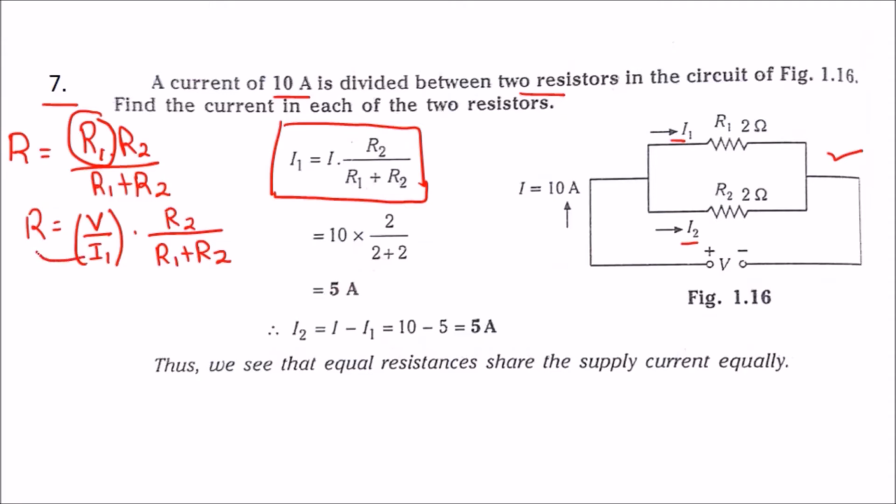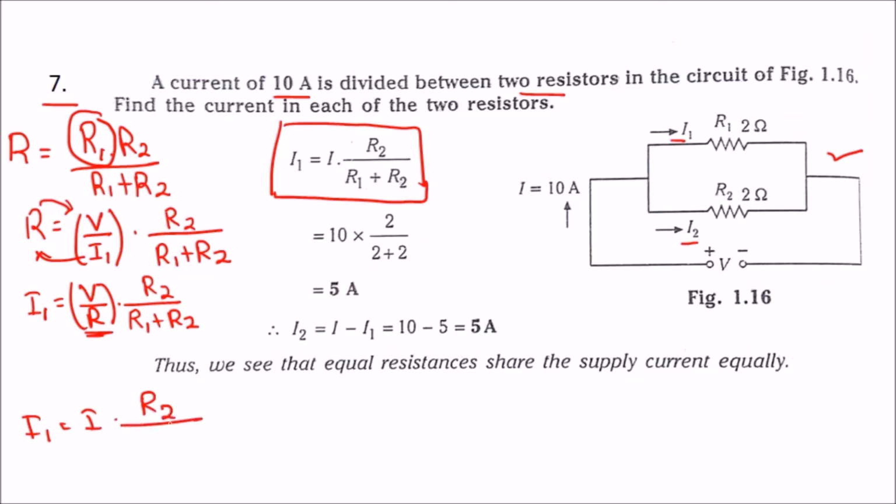So if we bring I here and R this side, we will get I1 is equal to V by R times R2 divided by R1 plus R2. So V by R, we know it's I. So I1 is equal to I into R2 divided by R1 plus R2. This is the formula to find current I1 if there are parallel resistors.